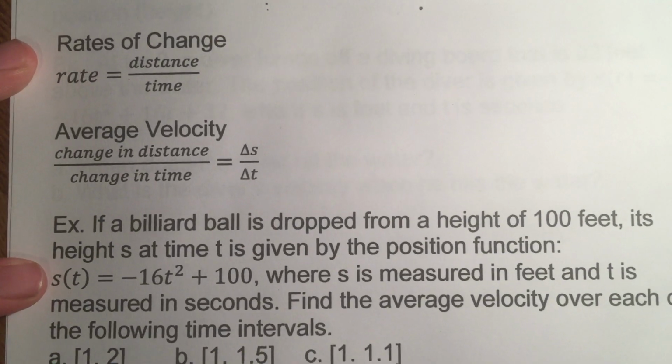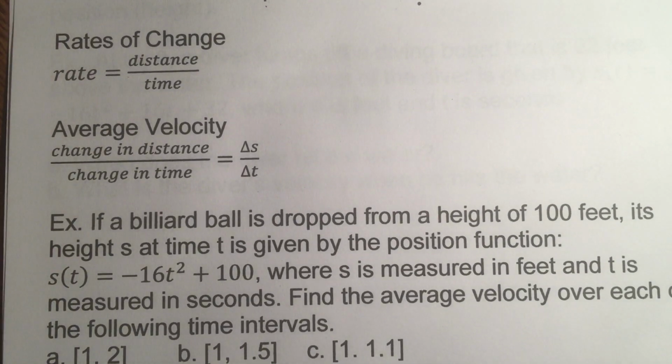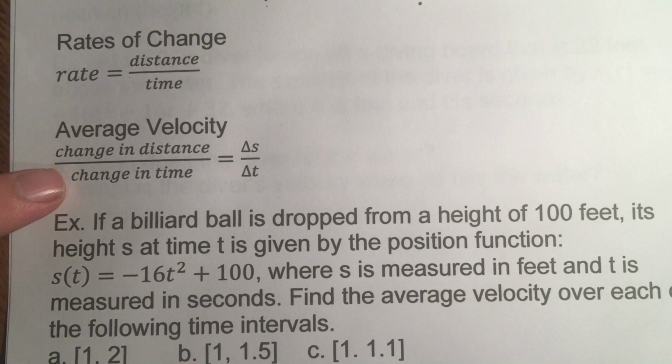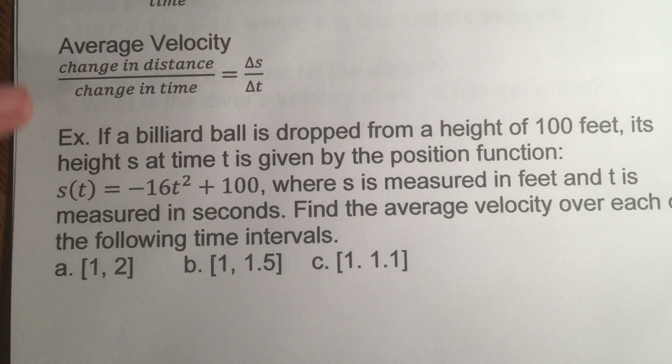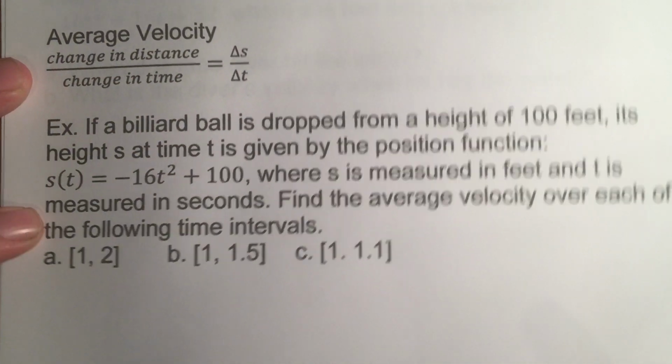The next part of this, rates of change. Remember, it's just distance over time is the rate of change. How far are you going for the amount of time you're doing? So that's really the same thing as average velocity. We're just changing our distance and our change of time. So change of s over change of t. So average velocity is what we've done for forever.